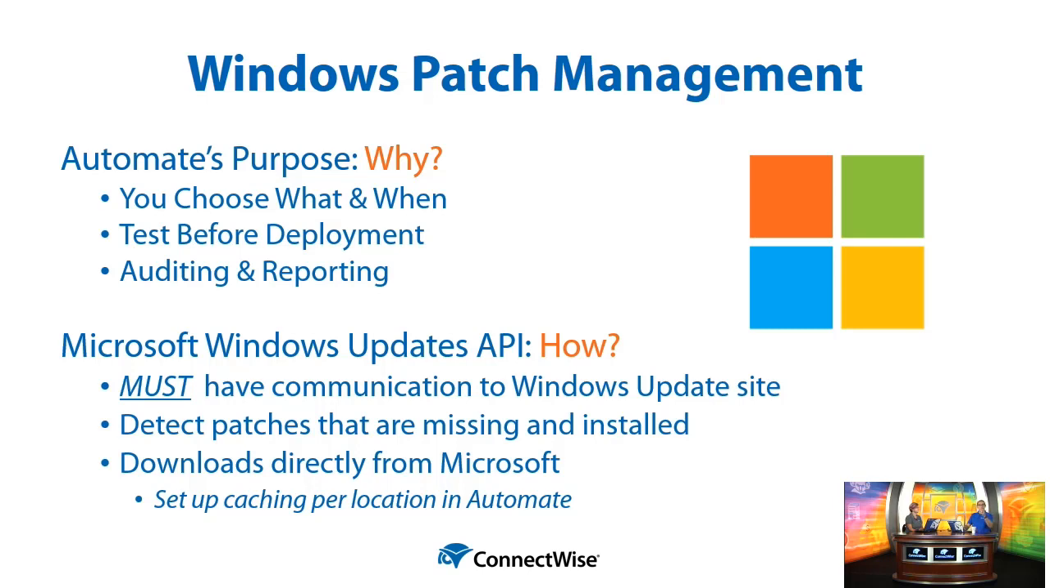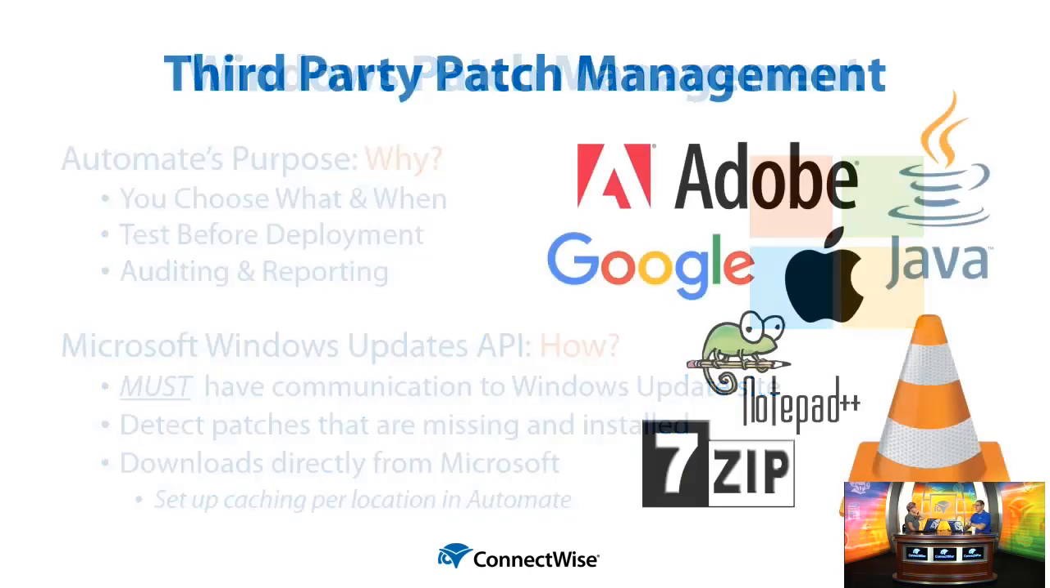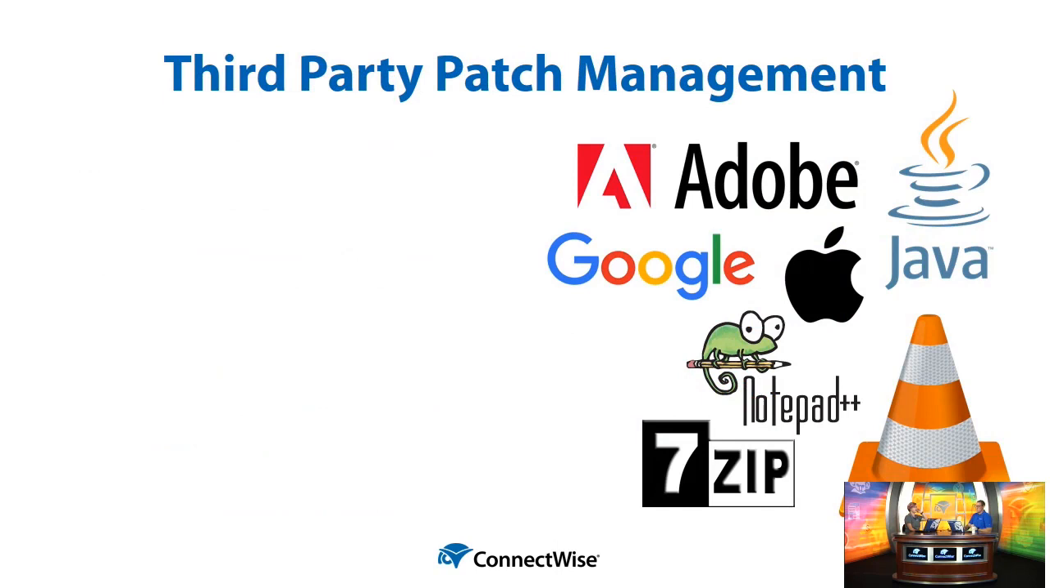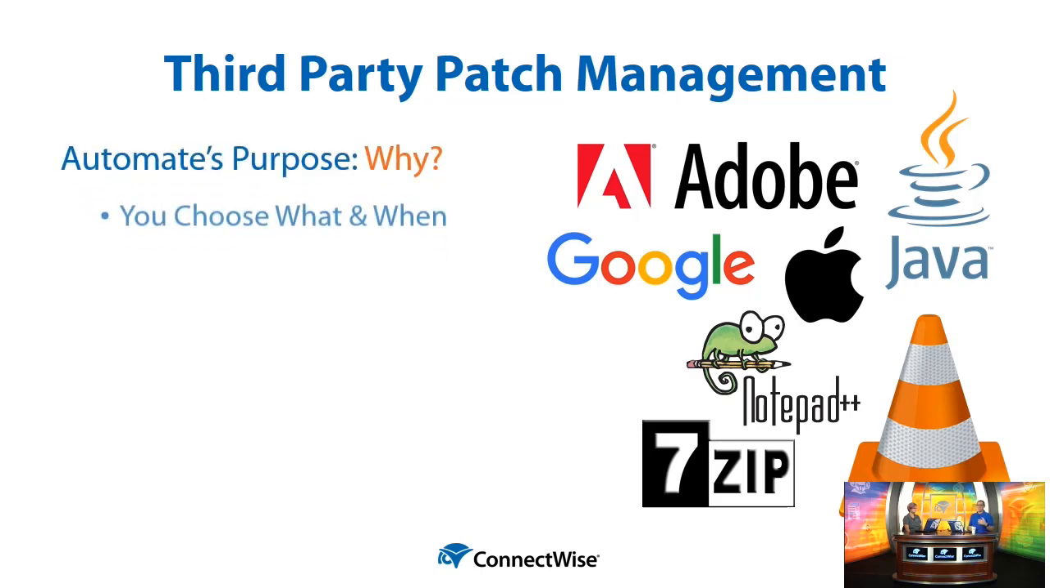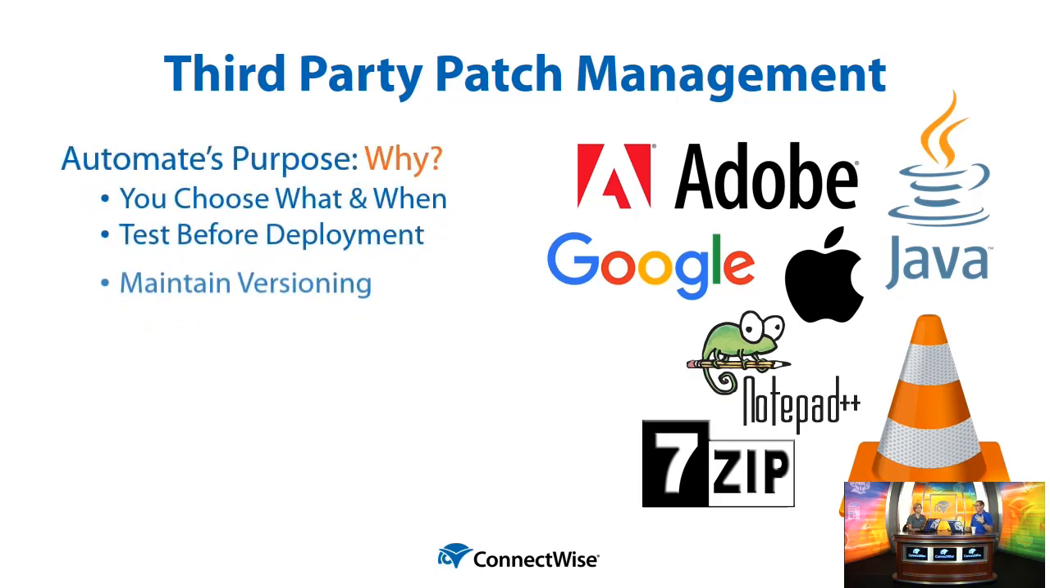All right, so Windows patch management. So let's talk a little bit about third-party patch management. With an additional license, it's already ingrained into the patch manager. All you have to do is get a license, and you can patch a number of third-party applications. And again, why are we doing this? Again, you can choose what and when. You have the ability to test before deployment, and we can also maintain versioning. So if there's a specific version of a third-party application you want to stick to, no problem. You can select that version, and you can keep it there.